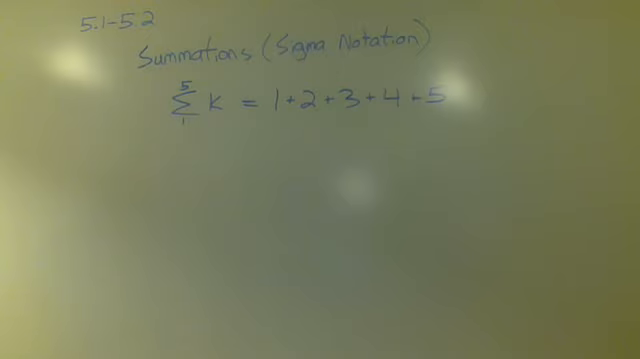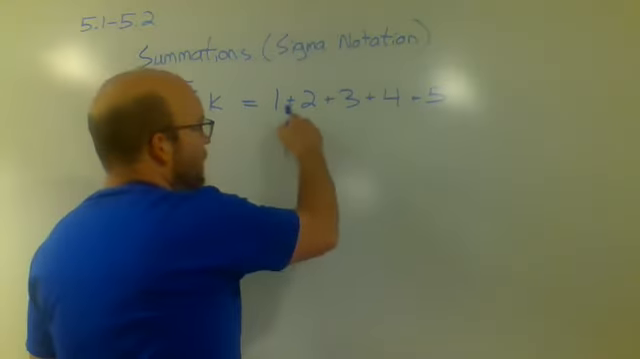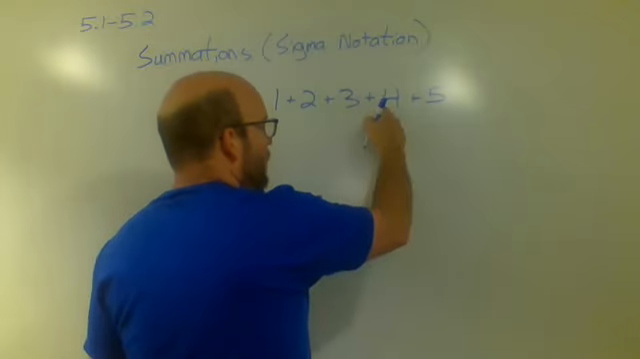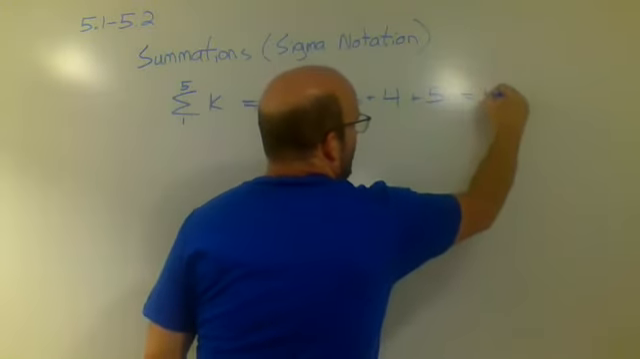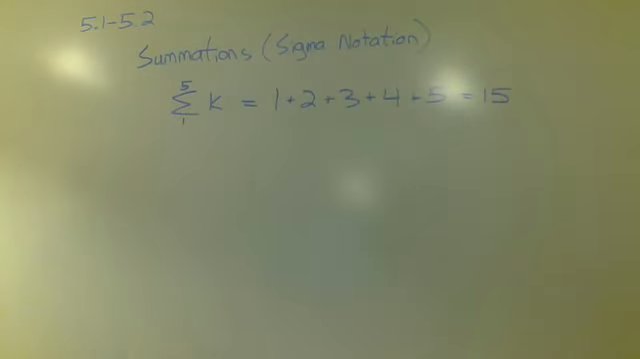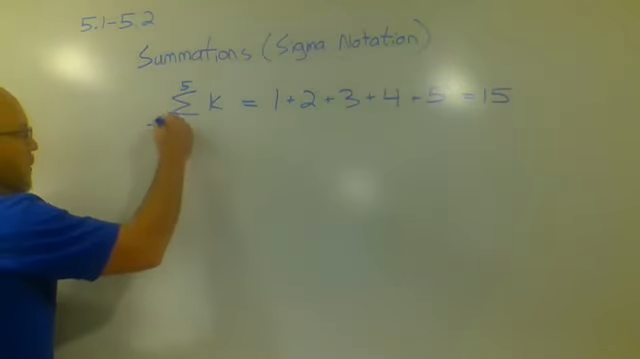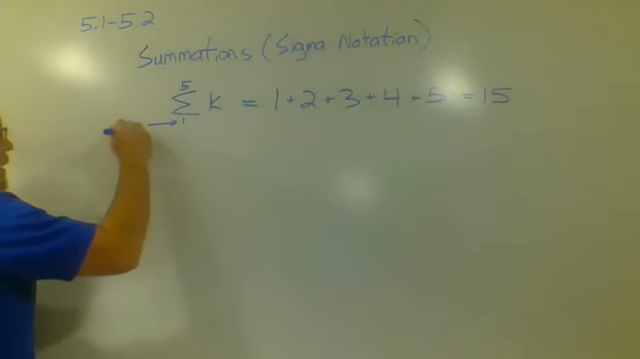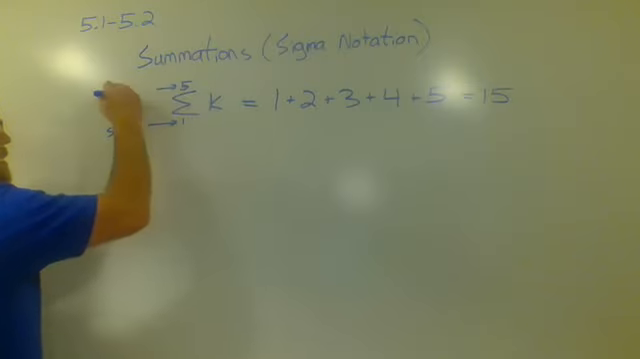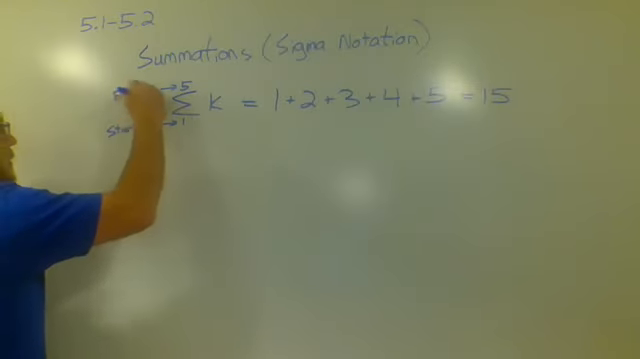Okay. So, if we were actually calculating this, we would add these together. 3 and 3 is 6, plus 4 is 10, plus 5 is 15. So if anybody cares, that's the actual answer. But this is what it means. It literally says to start at whatever number this is and end at whatever number the top is.